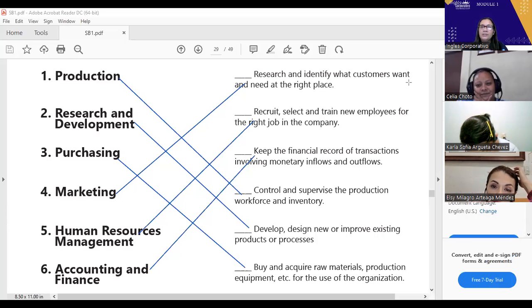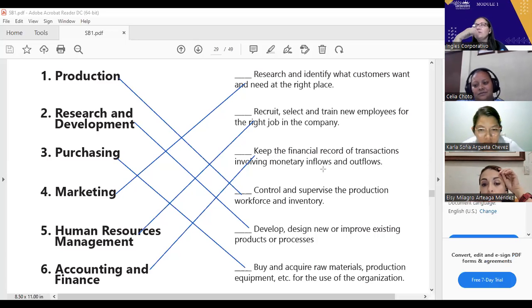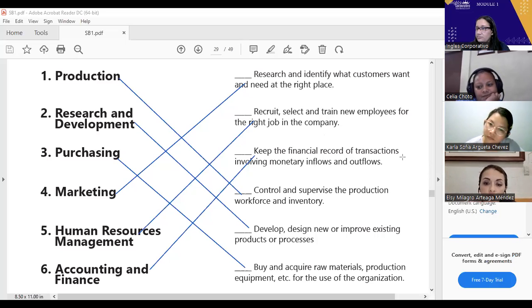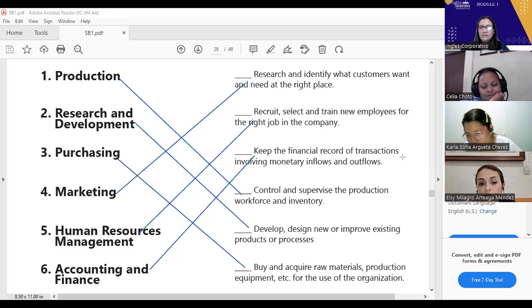Research and identify what customers want and need at the right place. Recruit, select, and train new employees for the right job in the company. Keep the financial record of transactions involving monetary inflows and outflows. Flows es como fluido. Ingresos y egresos, ¿verdad? Inflows, ingresos, y outflows, egresos. In es para adentro, out hacia afuera. Inflows and outflows. Ok, keep the financial records of transactions. Transaction, todos hacemos alguna transacción que sea pequeña, compras y ese tipo de cosas.